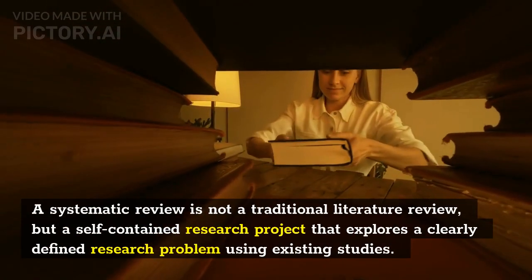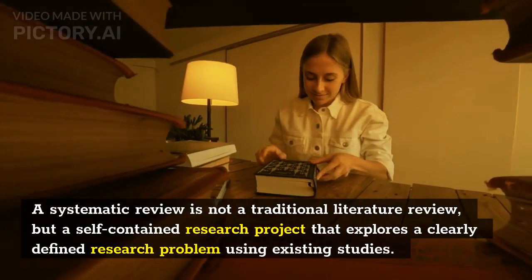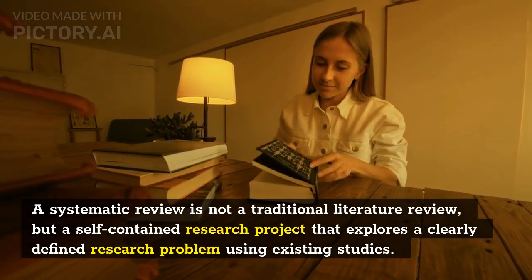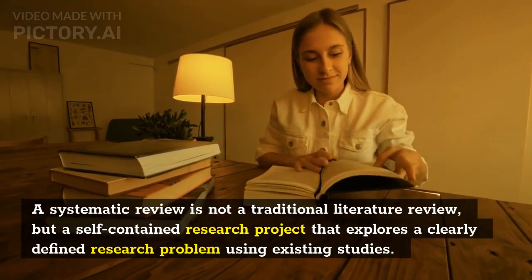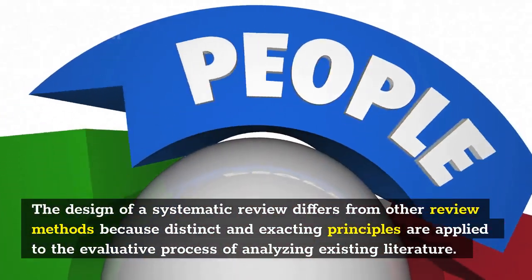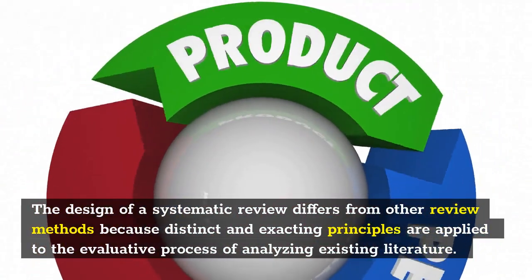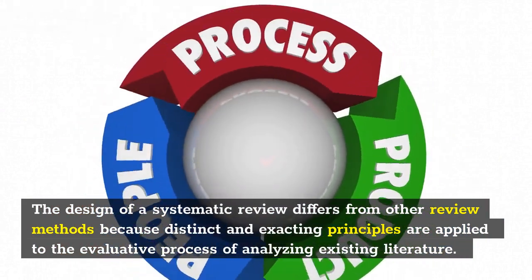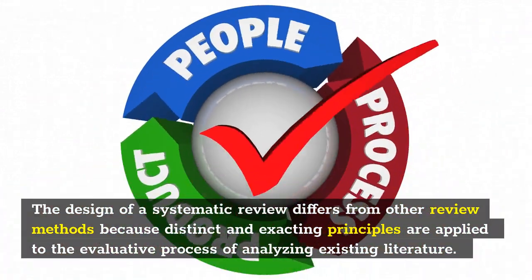A systematic review is not a traditional literature review, but a self-contained research project that explores a clearly defined research problem using existing studies. The design of a systematic review differs from other review methods because distinct and exacting principles are applied to the evaluative process of analyzing existing literature.